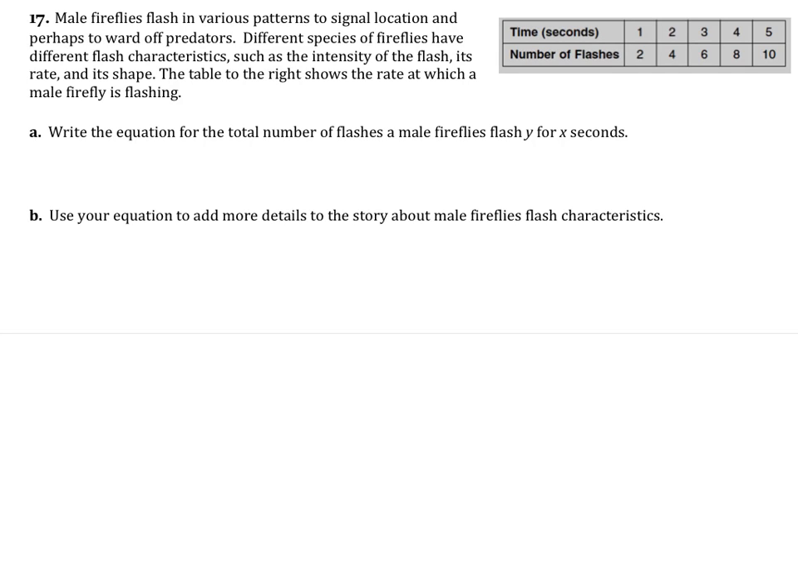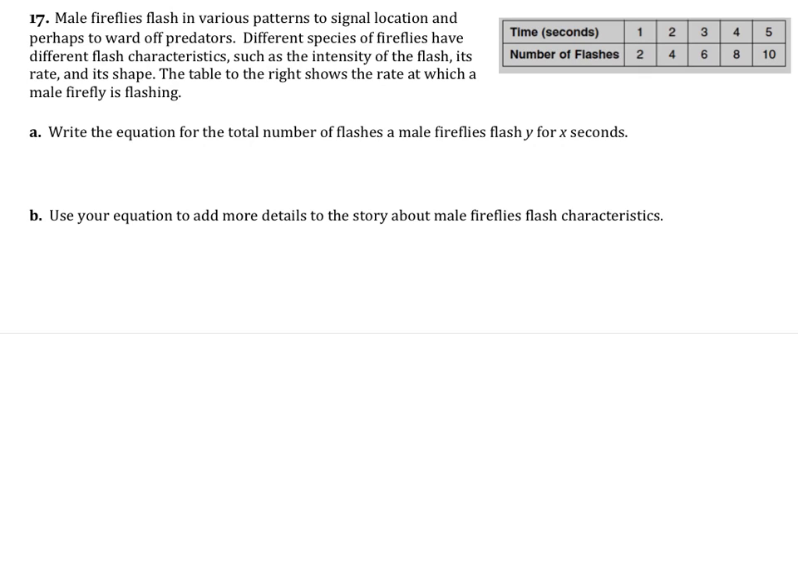All right, number 17 has a couple parts. That's okay. Let's go ahead and read this. Male fireflies flash in various patterns to signal location and perhaps to ward off predators. Different species of fireflies have different flash characteristics, such as the intensity of the flash, its rate, and its shape.